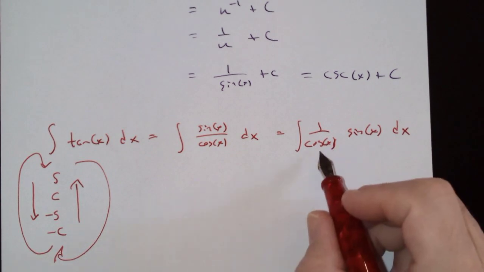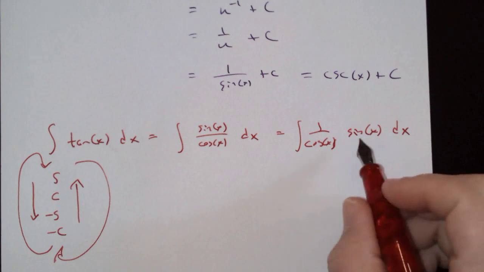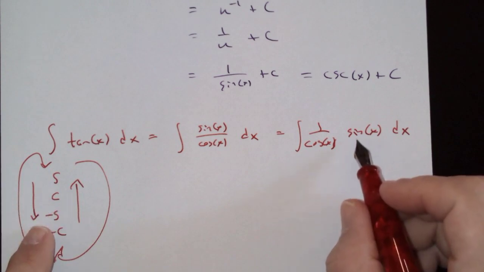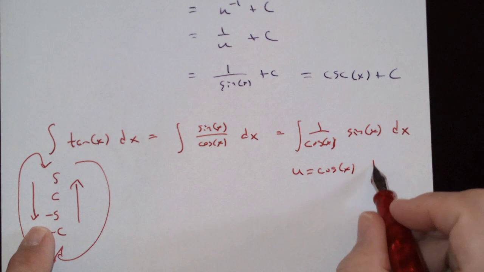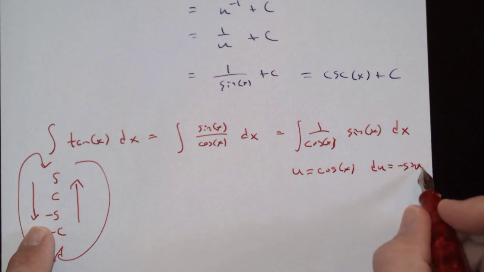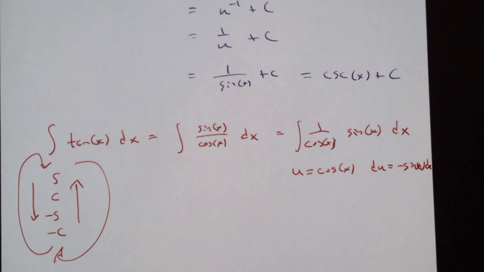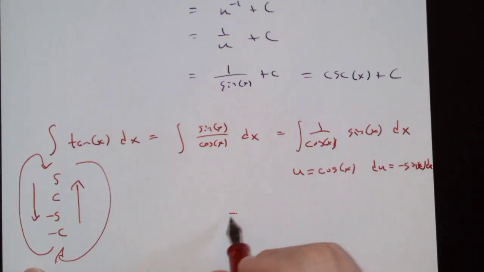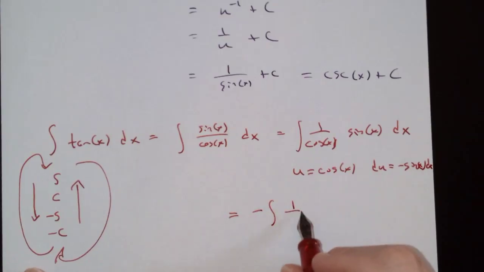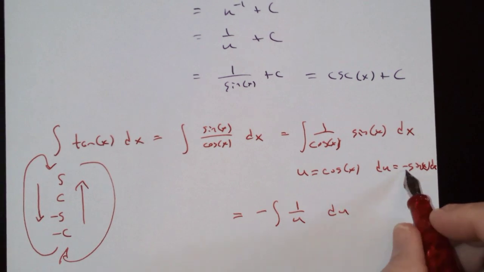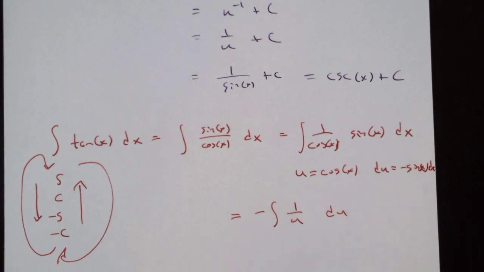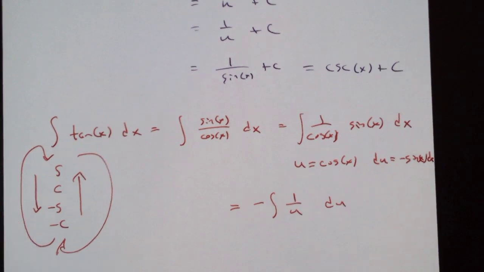Because over here, I have a cosine on the bottom. And the derivative of cosine is not sine. It's minus sine. So if I do the u is cosine of x, then du should be minus sine x dx. But I don't have a minus there. So I'm going to shove one in and put one out front. I move this minus to the other side, take the minus sign from here and move it out front. Oh, what's the antiderivative of 1 over u?